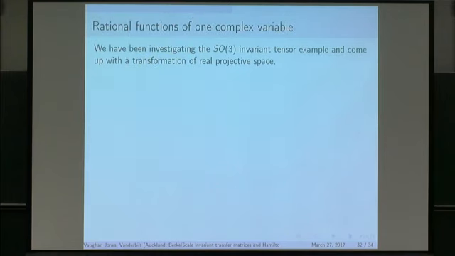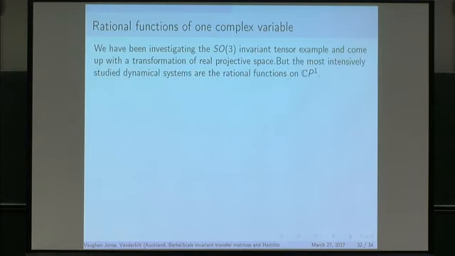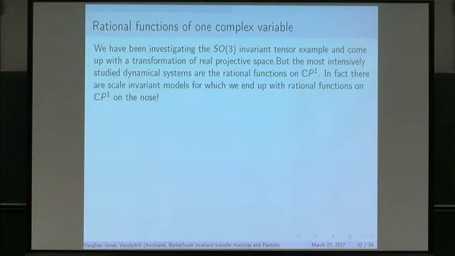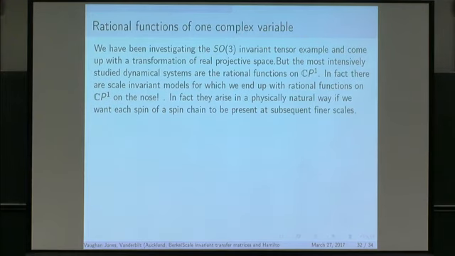Right, so now I'd just like to finish with a bit of candy. We're in this real projective space, and things are not as nice. Everyone knows, the dynamical people, the thing that they study to absolute depth and beyond is rational functions of a complex variable defined on one-dimensional projective complex space. We weren't in that beautiful realm, but we can get there simply by doing a slight change on the setup. In fact, there are scale invariant models which we end up with rational functions on CP1 on the nose. And in fact, they arise in a physically natural way.